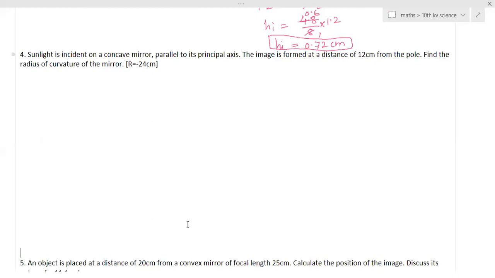Ma'am, image distance is 12 centimeter. Yes, image distance is 12 centimeter, right? It is given. That means V is equal to 12, plus or minus? Plus, sorry, minus, ma'am. Minus 12.